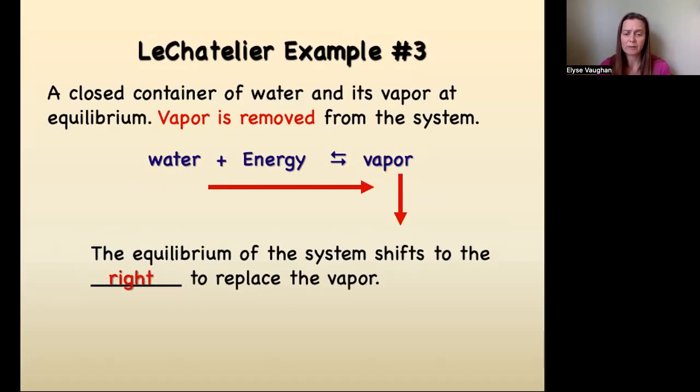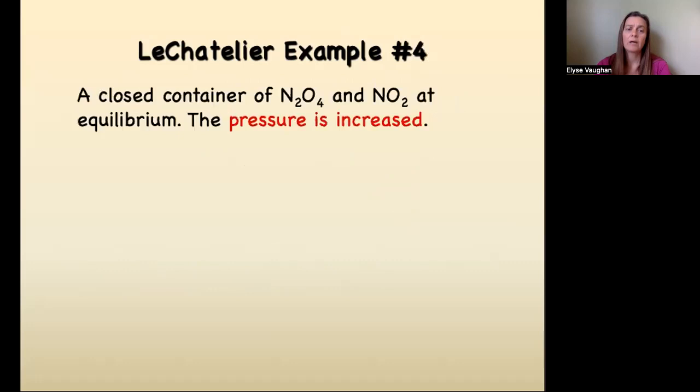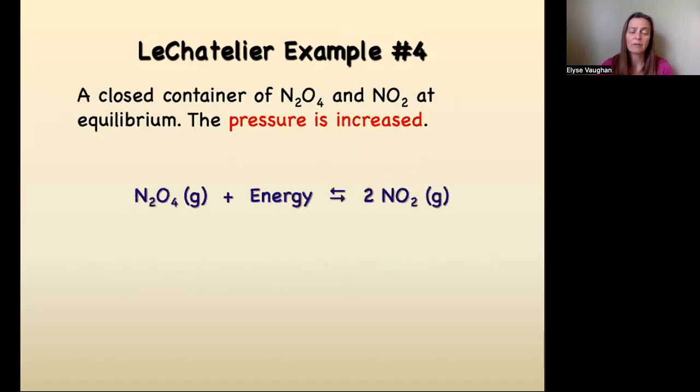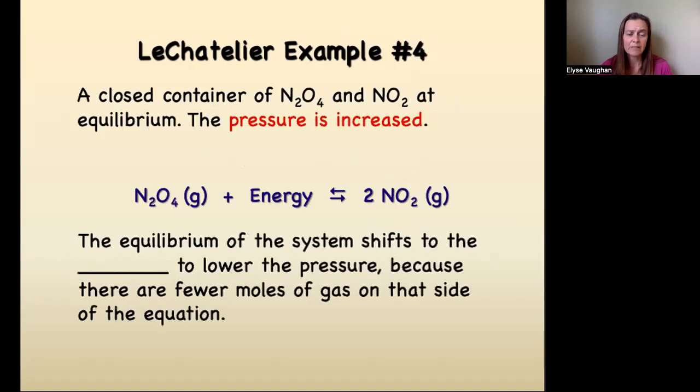So far we've talked about changing concentration. We've talked about changing temperature. Let's also talk about changing pressure. So we're going to go back to our example of the dinitrogen tetroxide and the nitrogen dioxide. Pressure only affects equilibrium if you have gaseous substances. So if we have this system, the equilibrium, and we increase pressure.